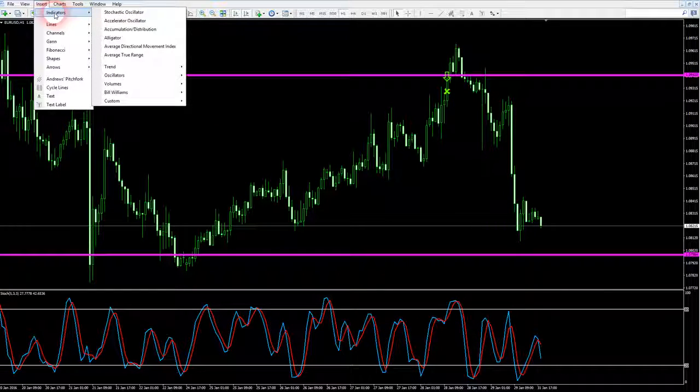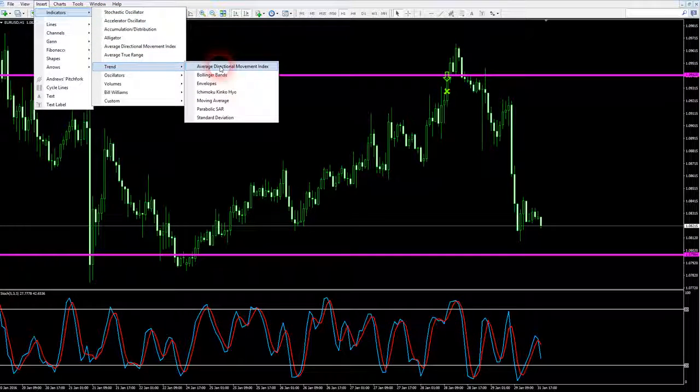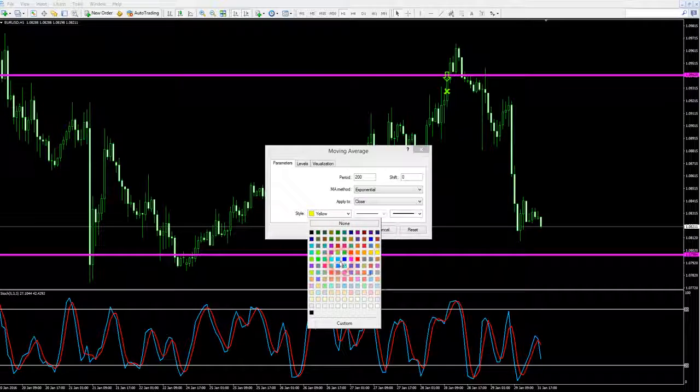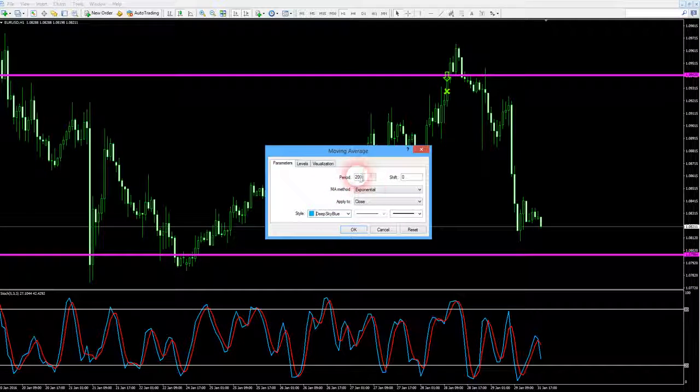This is MetaTrader, by the way, if you don't know what this is, and always make sure you download it from the official website, metatrader.com. This is MetaTrader 4. So trend and moving average. We'll start with an exponential. So choose the method exponential, set it to 200. The 200 basically refers to 200 candles, so the period is 200 candles.